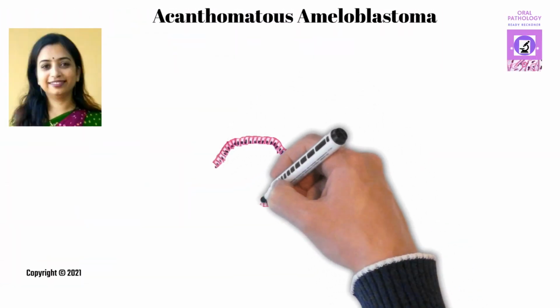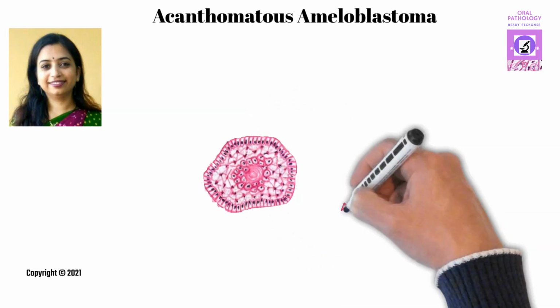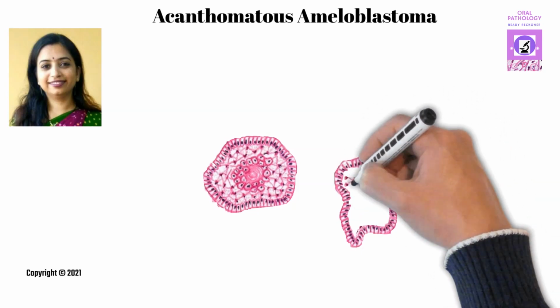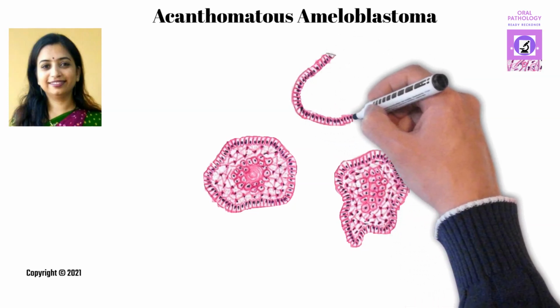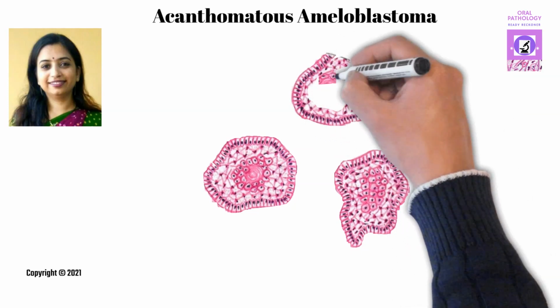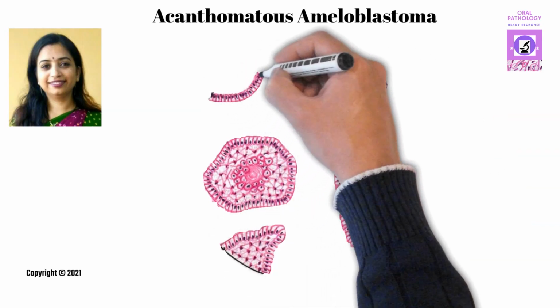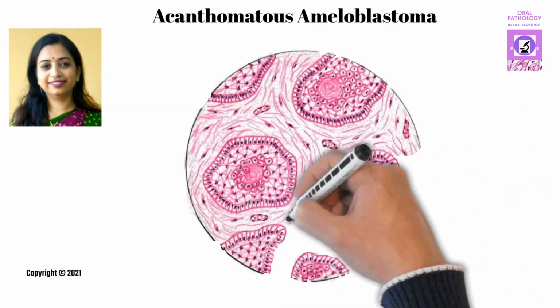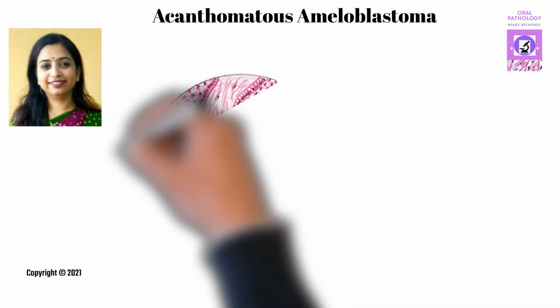Acanthomatous variant of ameloblastoma shows close resemblance to the follicular variant of ameloblastoma. In addition to this, histologically it is marked by the presence of squamous epithelial cells within the follicle. These are actually a squamous metaplasia, or the squamous transformation, of stellate reticulum-like cells. Now these follicles are surrounded by mature connective tissue stroma. In addition to this, they show evidence of keratin formation in the form of parakeratin and keratin pearls.